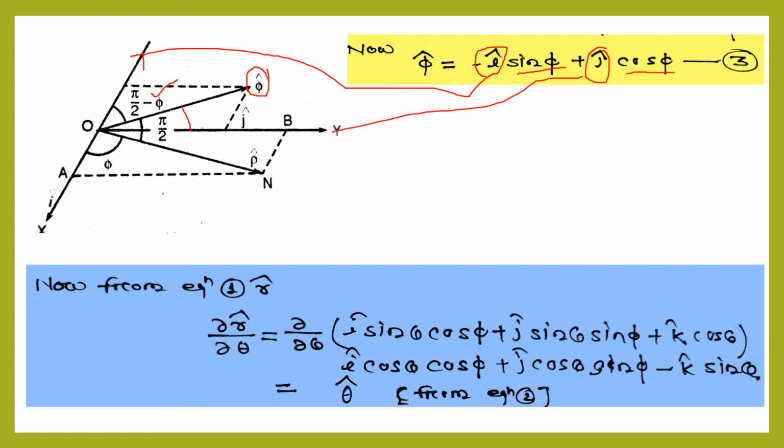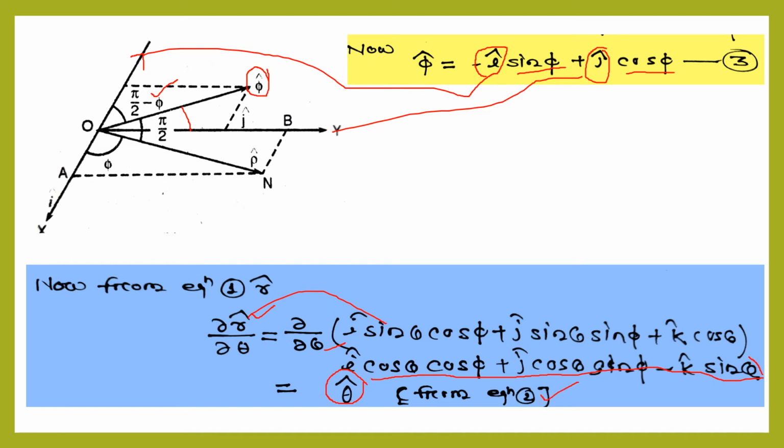So first of all we find the d by d theta of r cap. That means we have to find d by d theta of r cap, theta cap, and phi cap. Another one, d by d phi of r cap, theta cap, and phi cap. So substitute this value from equation number 1, and after differentiation with respect to theta, we get these values. Actually this value is equal to the theta cap. We already have the value of theta cap, so after differentiation we get the value, and this value is equal to the theta cap from equation number 2 if we want to check this.